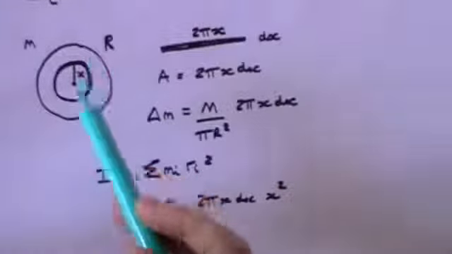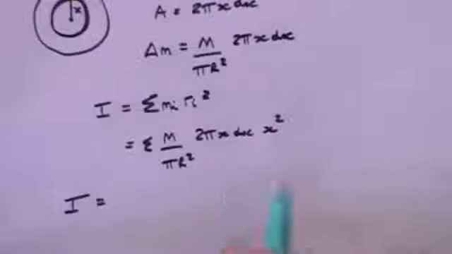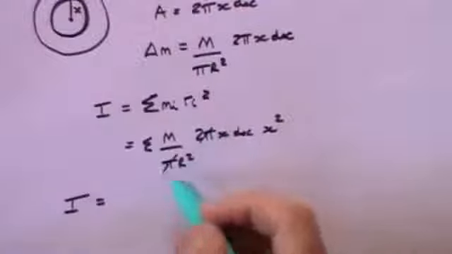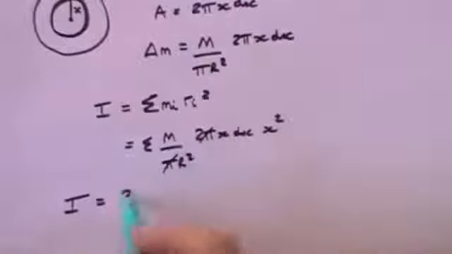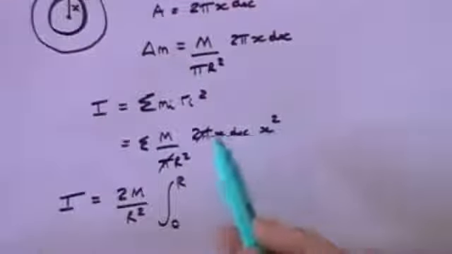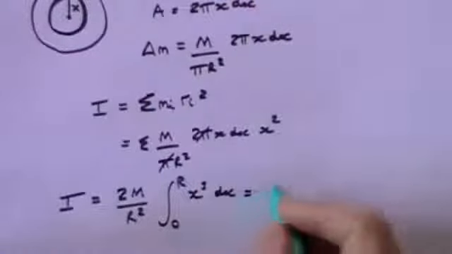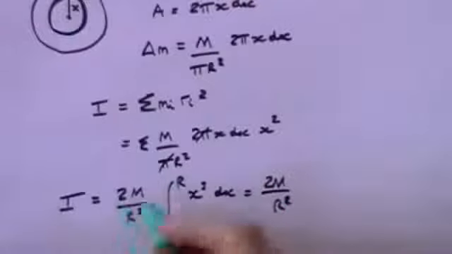And because this is continuous, once again, the sigma becomes an integral, and so you get that the moment of inertia is equal to, well, the pi's cancel. We can take the 2m over r squared outside because those are all constants. They're not going to need to be integrated. And now we do an integral from 0 to r, from the centre of the circle out to the outside, of x squared times x, which is x cubed dx. And that will be 2m over r squared, which is this term here.